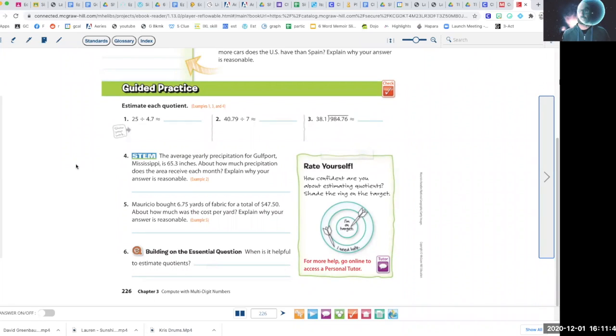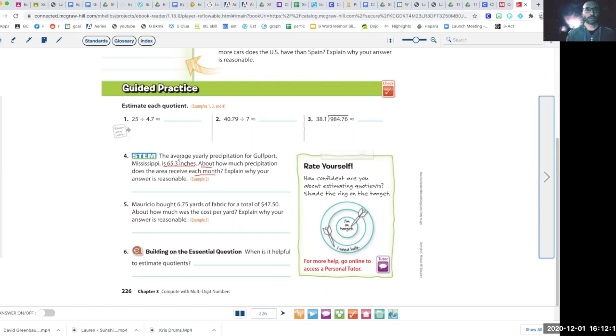Okay, so now let's try number 4. This is a word problem and it has one little trick in it. So it says the average yearly precipitation, which means rain, for Gulfport, Mississippi is 65.3 inches. That's a lot. So let's just underline it because that's important information. 65.3 inches. About, that's another clue that means we're going to estimate. About how much precipitation does the area receive each month? Explain why your answer is reasonable.